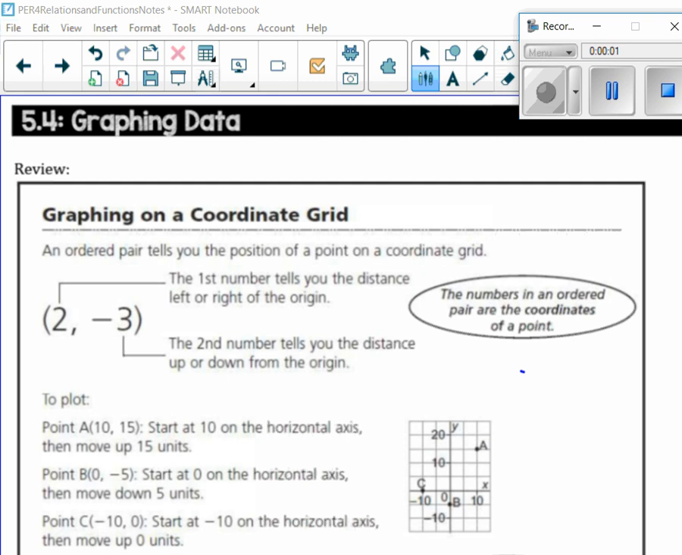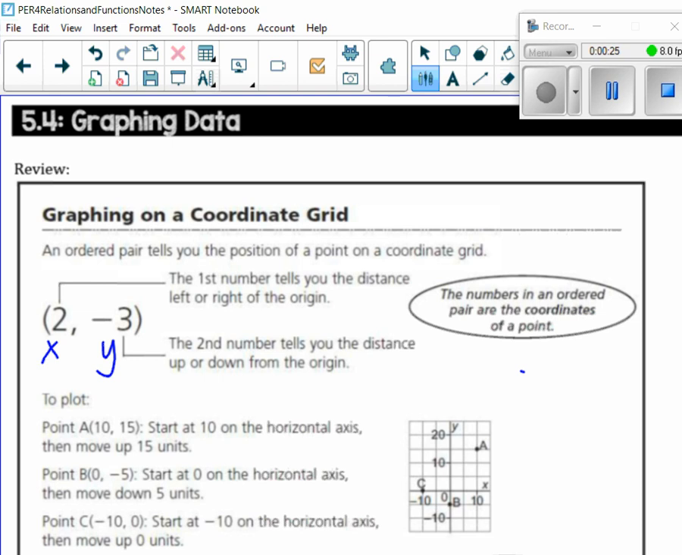Just do a quick review on how to graph points here. It should be pretty easy. Everybody's pretty smart here. Of course, the ordered pair tells you the first number is your x coordinate, and that tells you which way to go, left or right of the origin. And your second number tells you your y coordinate, which tells you how much you go up or down.